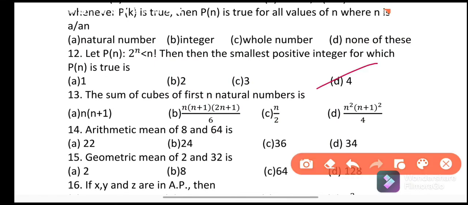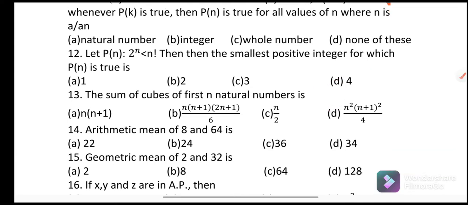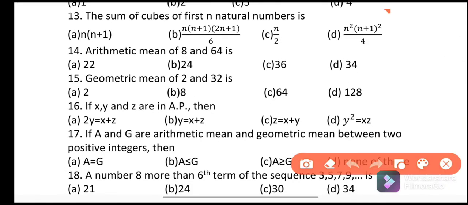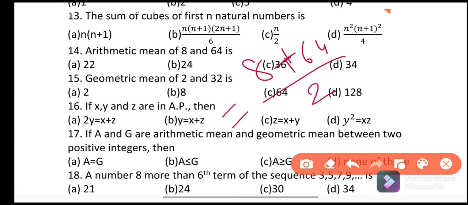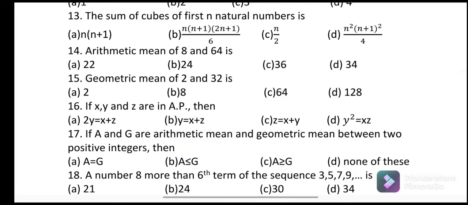Next, the sum of cubes of the first n natural numbers. D option: n square, n plus 1 square divided by 4. Question number 14. The arithmetic mean of 8 and 64 is... Now the arithmetic mean is equal to the sum of numbers divided by 2. Now simplify this, we get 72 divided by 2, that is 36. So the answer is C option.